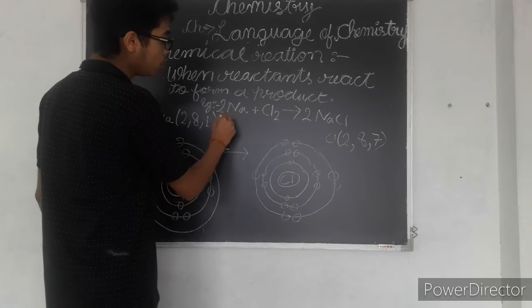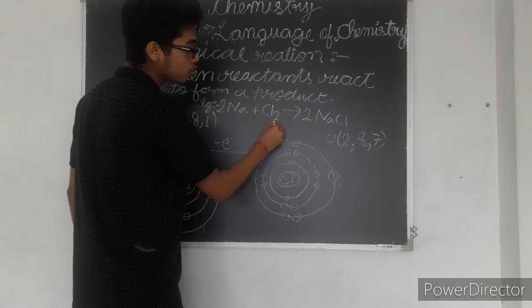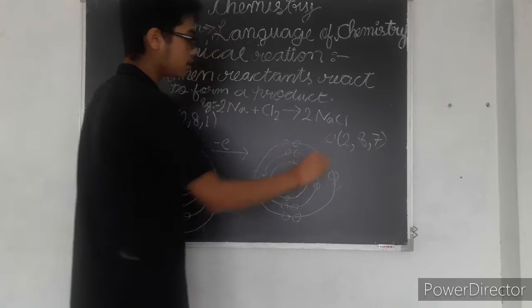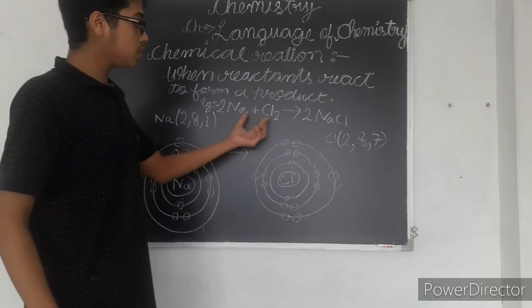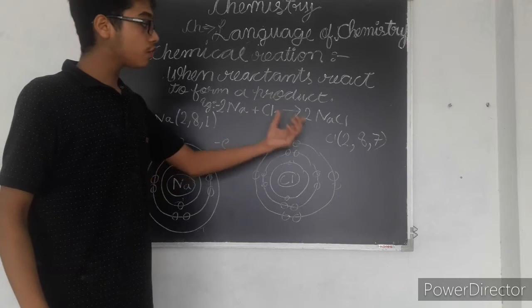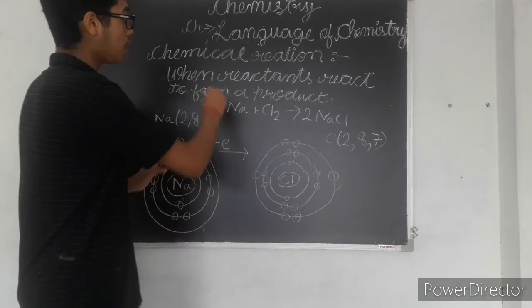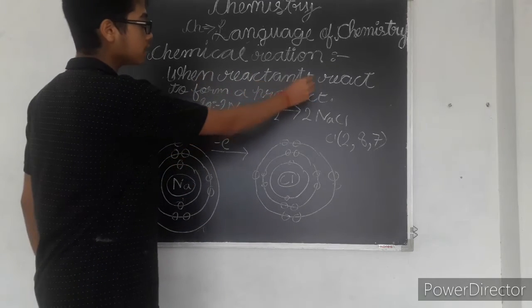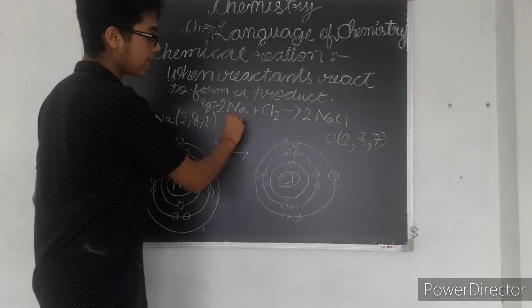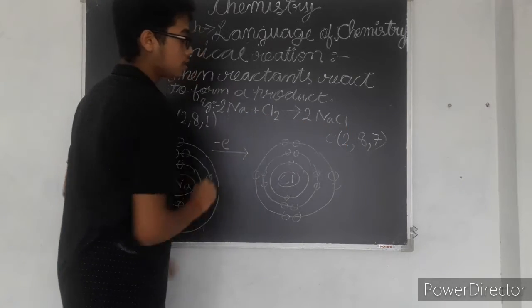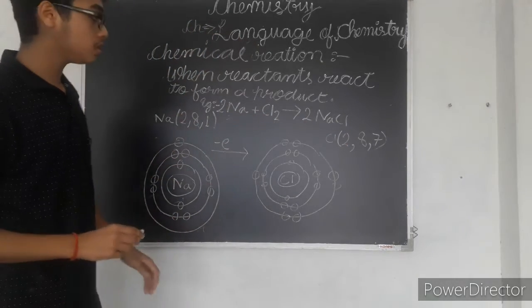Example is 2Na plus Cl2 is equal to 2NaCl. This is the reaction. So these two reactants react to form a product. I have told you, when two reactants react to form a product, both are reactants, they react to form a product. This is the chemical reaction.